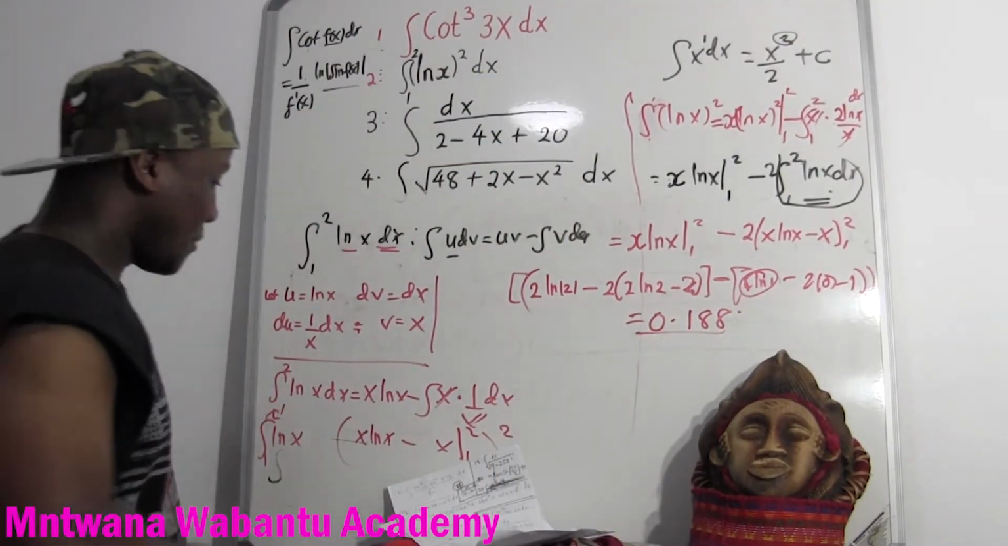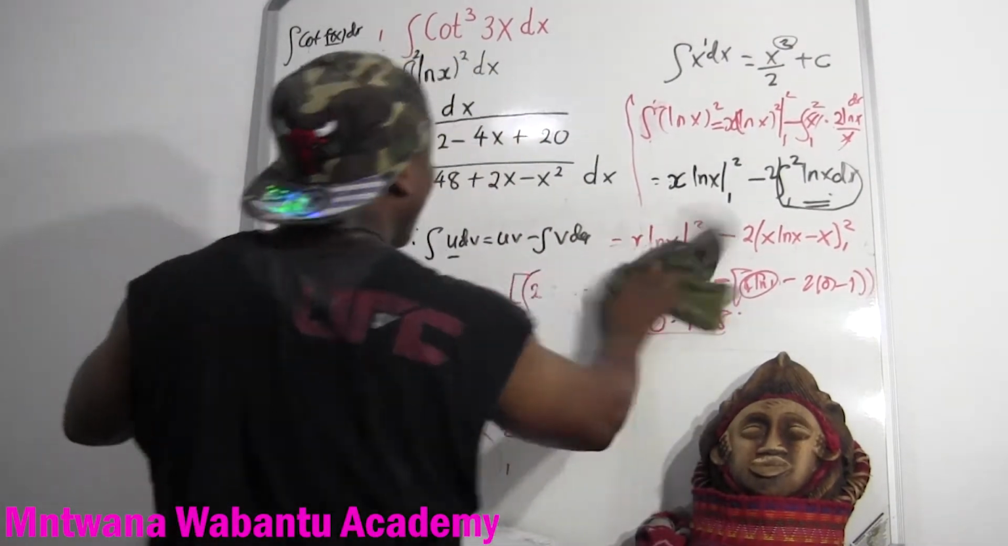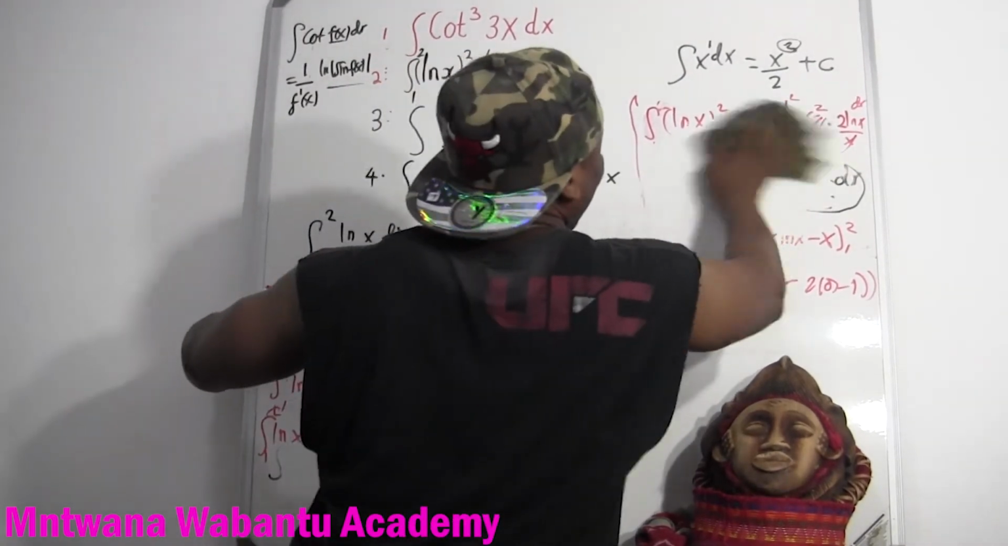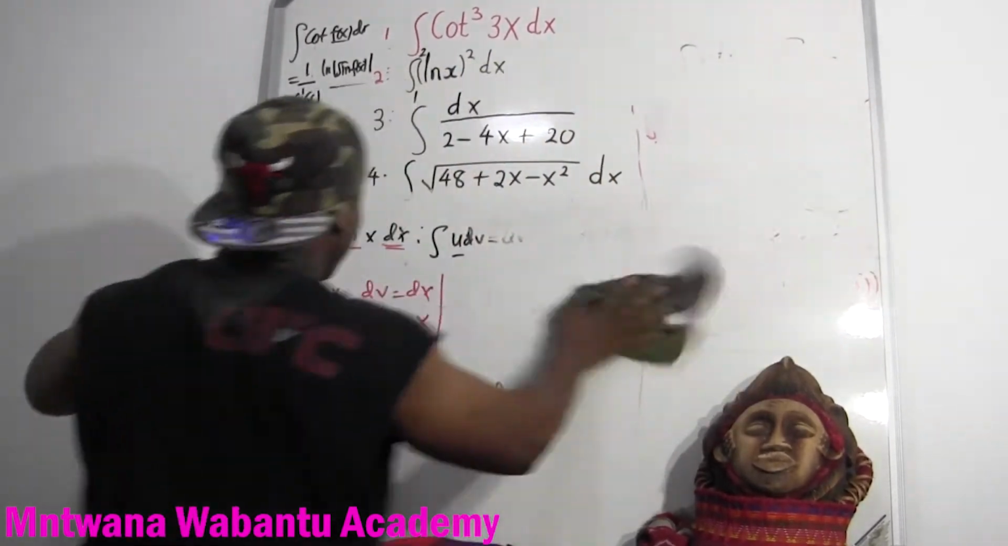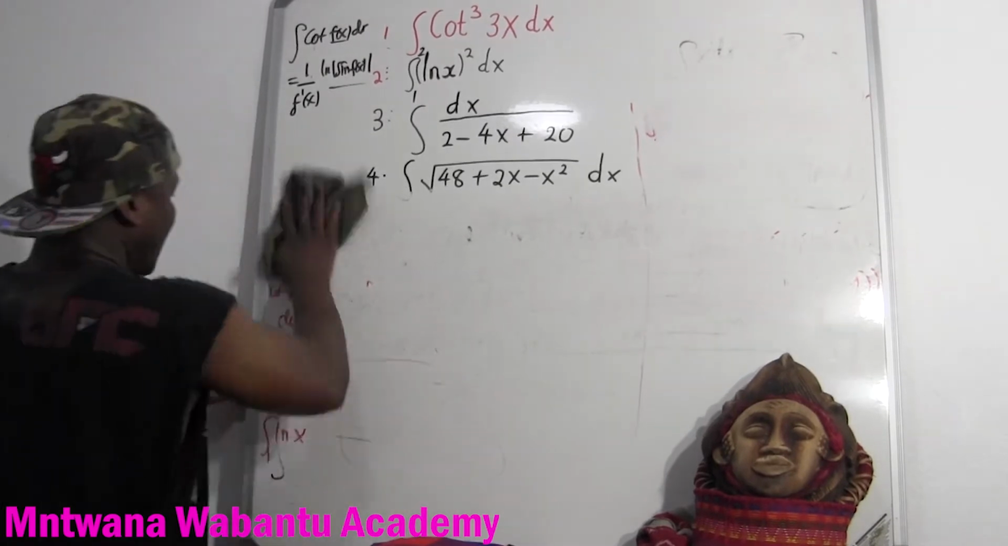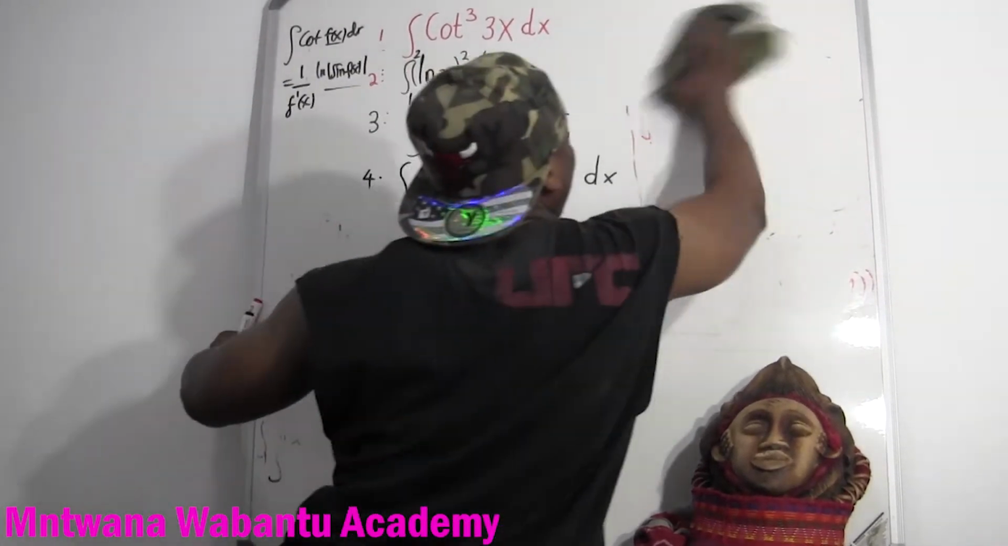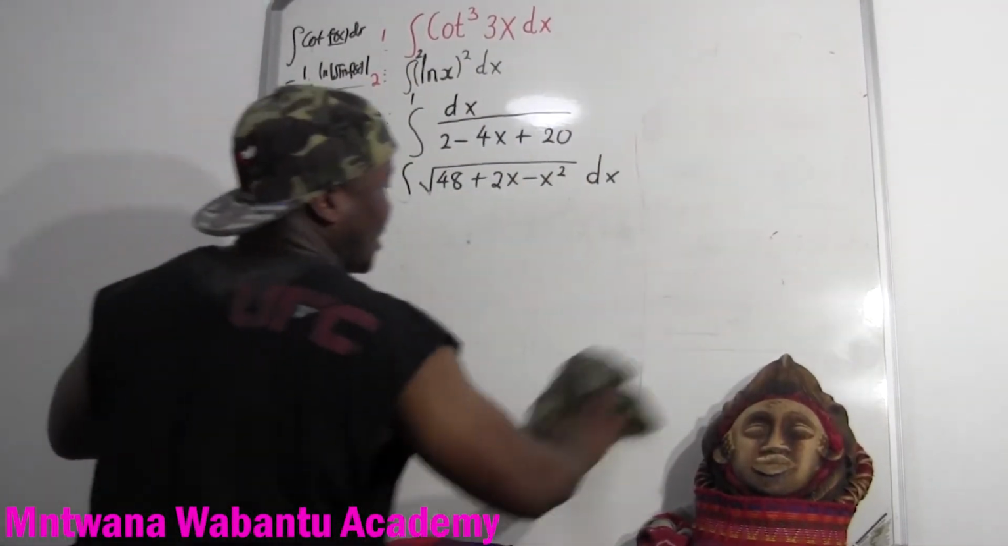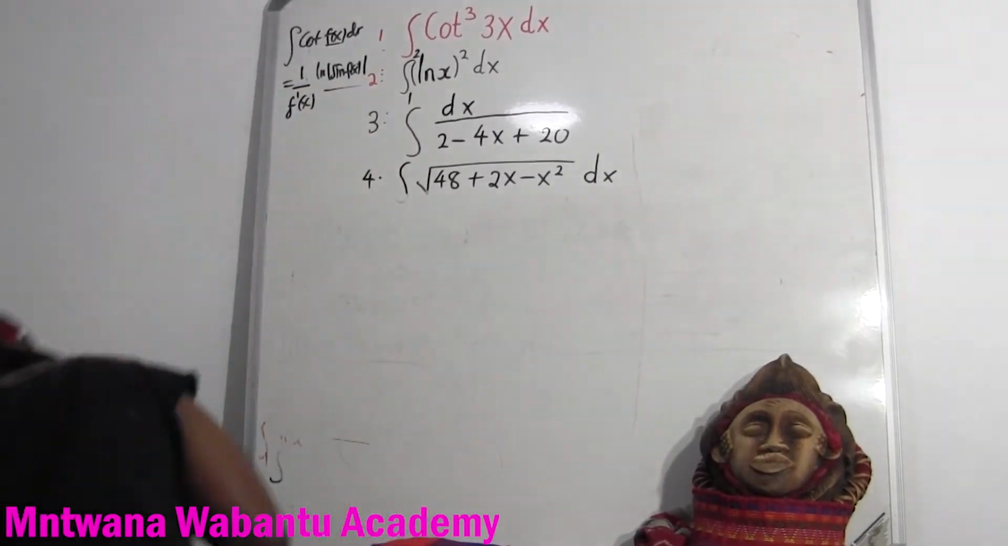So now we go to question number 3. Let's go to question number 3, guys. We've got 50 questions. My whiteboard is getting dirty.